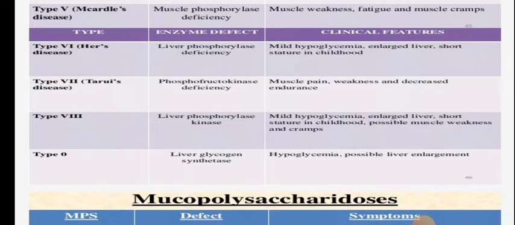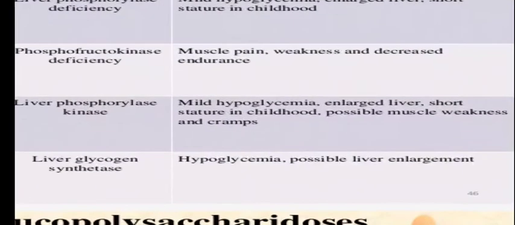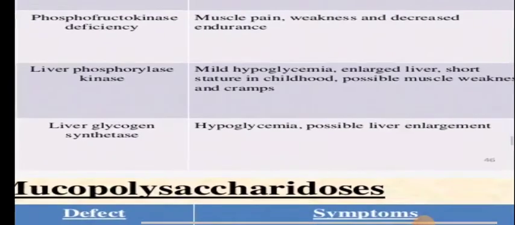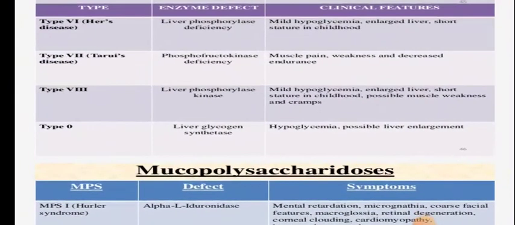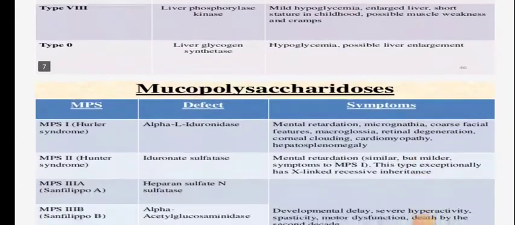Then type 8 shows liver phosphorylase kinase deficiency, so mild hypoglycemia, enlarged liver, short stature in childhood, and possible muscle weakness. The liver glycogen, hypoglycemia, and possible liver enlargement are there.